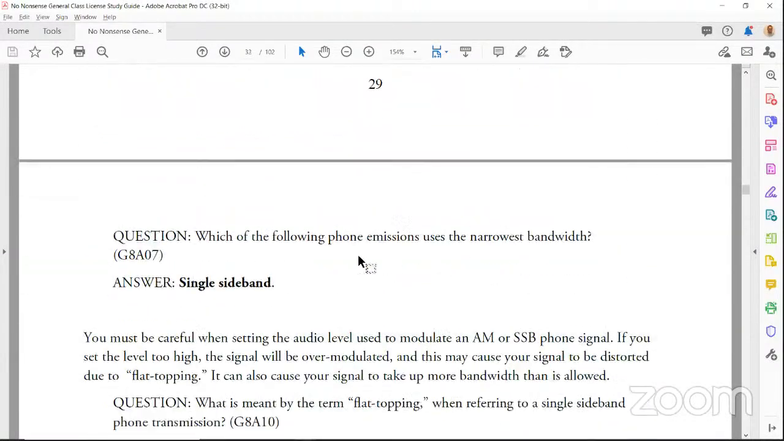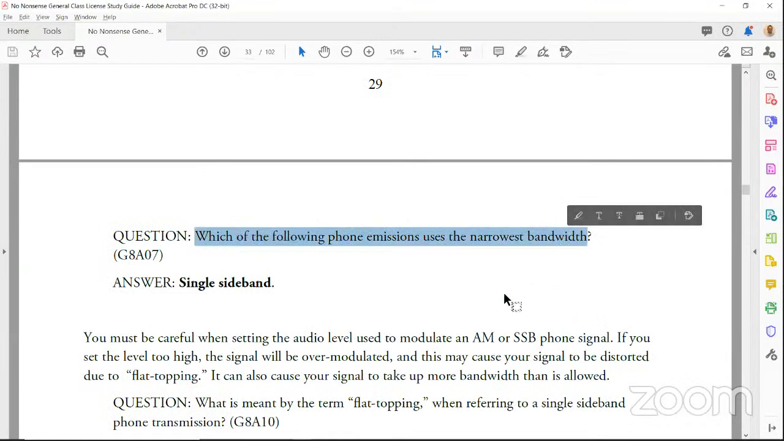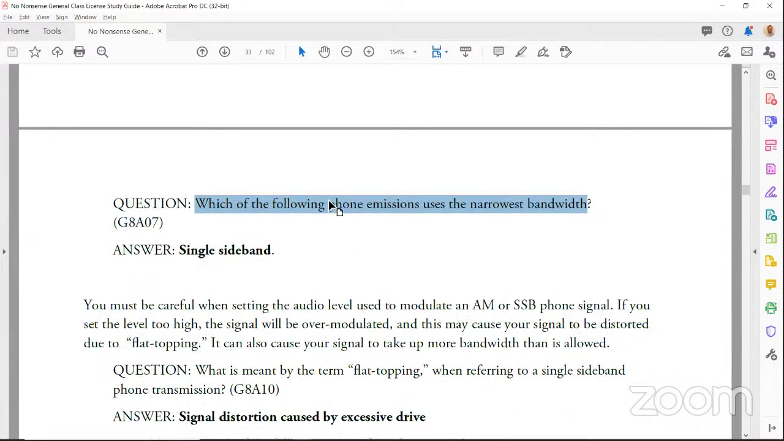Moving right along. Which of the following phone emissions uses the narrowest bandwidth? So let's dissect this question a little bit. They're asking us which phone emission. So remember when we said phone in amateur radio, you could think of it as speech or voice or talking. So we are looking for a phone emission as opposed to, let's say, a digital signal or something else. And we are looking for one that uses the narrowest bandwidth.